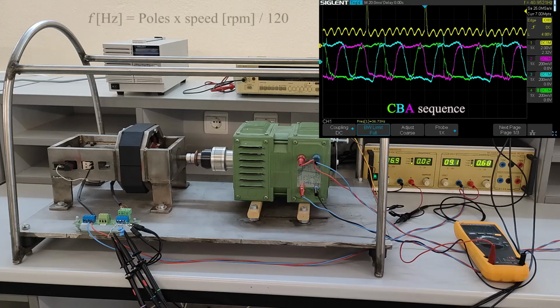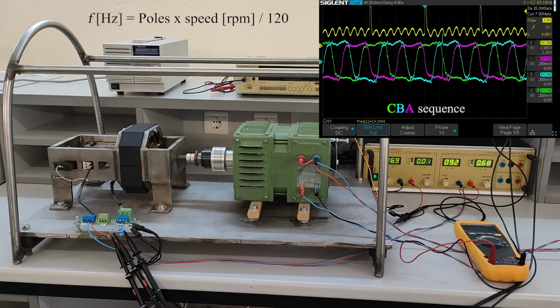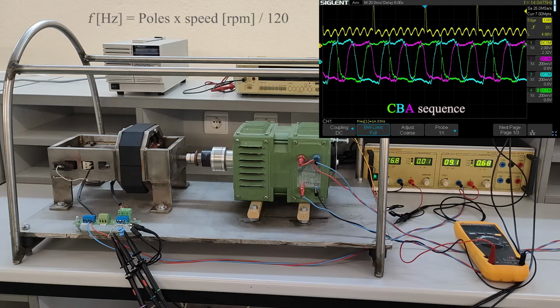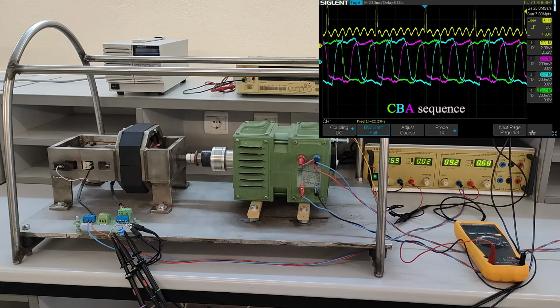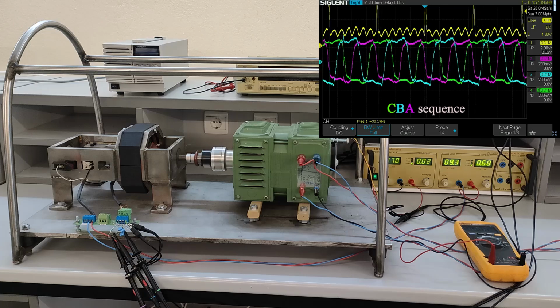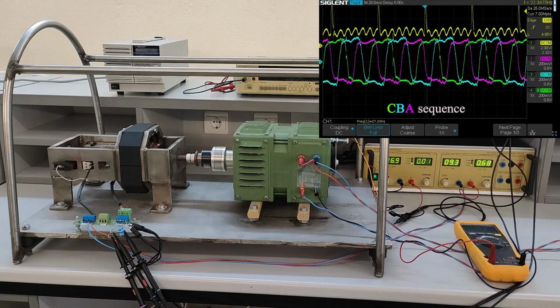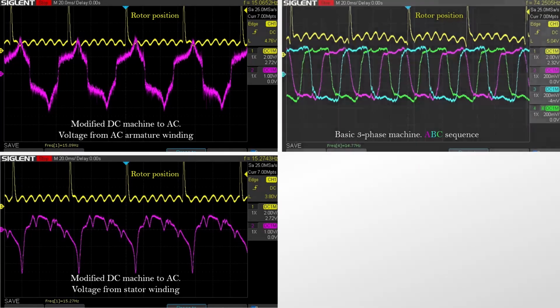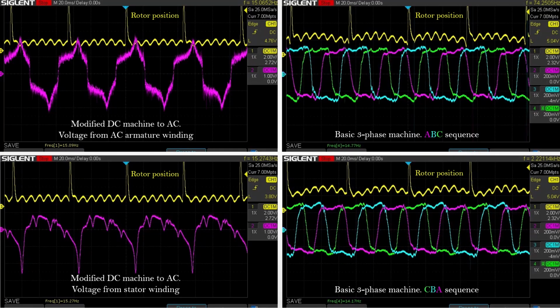The frequency of the voltages in all cases depends on the rotation speed, while the magnitude of the voltages also depends on the intensity of the magnetic field. In summary, the voltages generated by the individual basic machines are shown in the waveforms, with a rotation speed of 900 revolutions per minute.